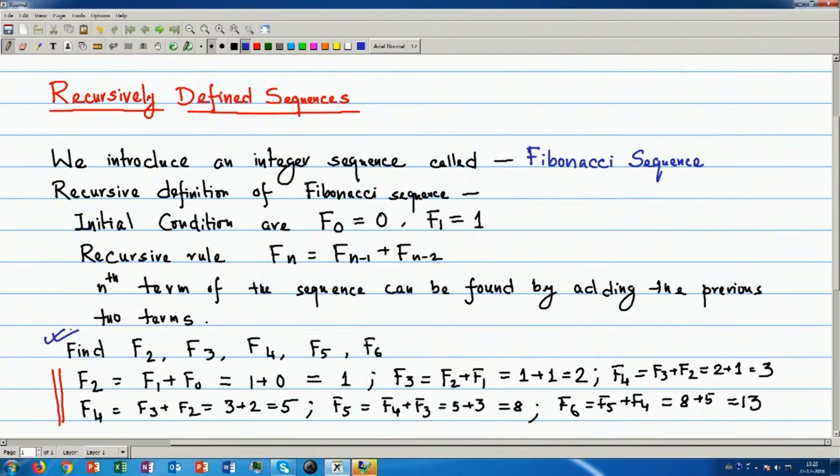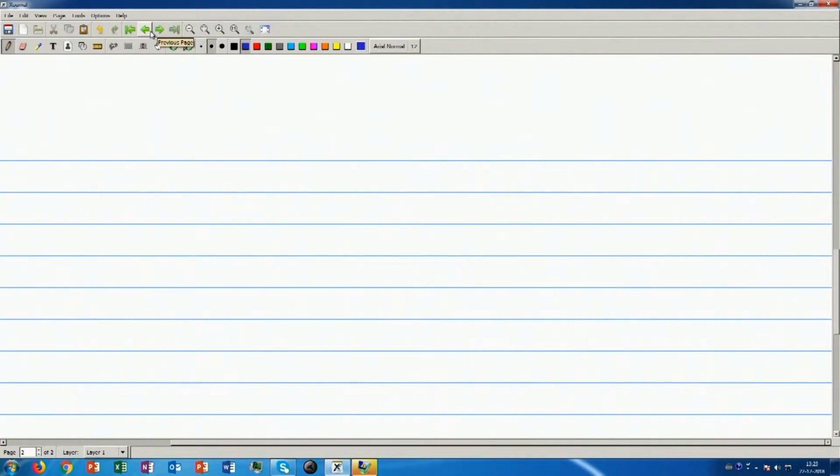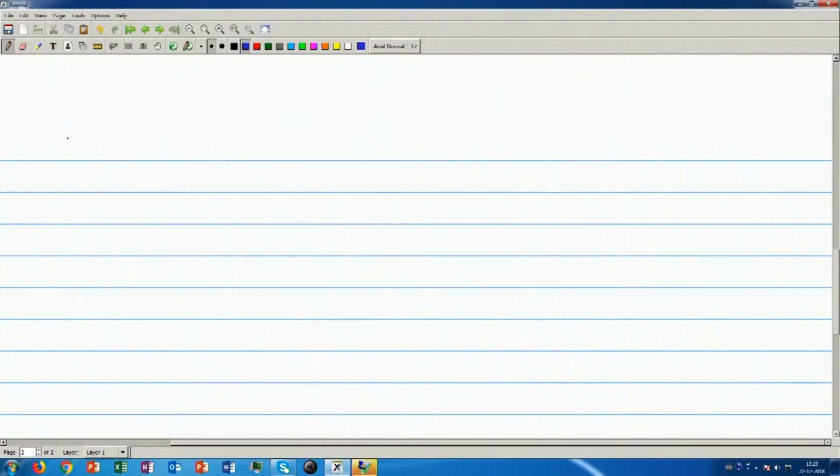So, in this way we can define a sequence recursively. Now, the recursive definition of the Fibonacci sequence in conjunction with mathematical induction lets us establish some interesting properties, which have a number of applications in combinatorics, graph theory and other branches of mathematics.